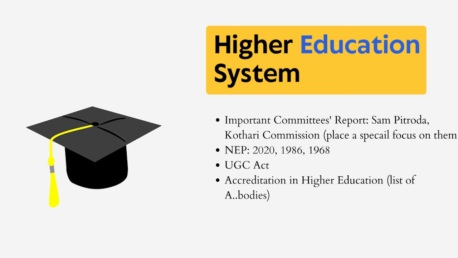Next is the National Education Policy. You must be aware of National Education Policy 2020. So know its striking features and also try to do a comparative study between NEP 2020, NEP 1986 and NEP 1968. Third subhead is the UGC Act. Under this statute, just try to know the important definitions or terms, like the concept of university, colleges or deemed university. And lastly, try to prepare a list of accreditation bodies under higher education.